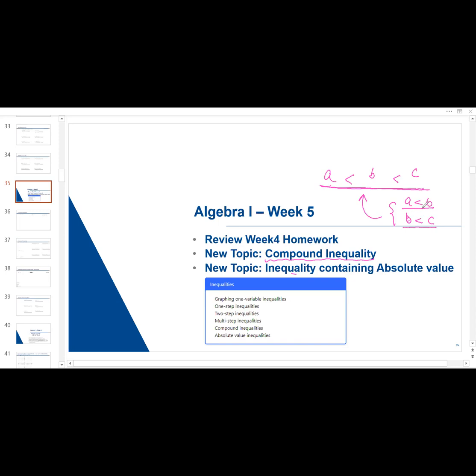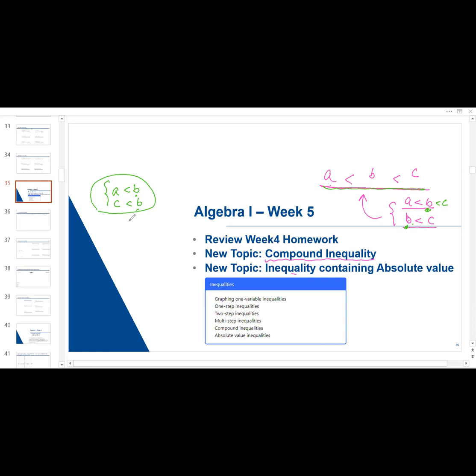Here, B is the common part. So you can write it continuously like here, A less than B less than C. If they are in this situation, this B is the common part, you can write it directly this way. Sometimes we have this situation: A less than B, C less than B. They cannot be written continuously, even though B is the common part right here.